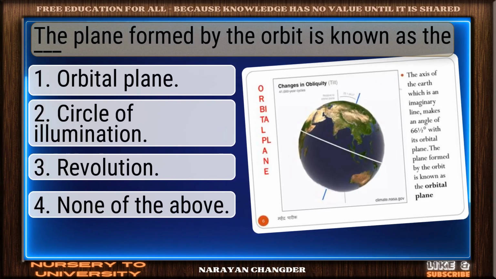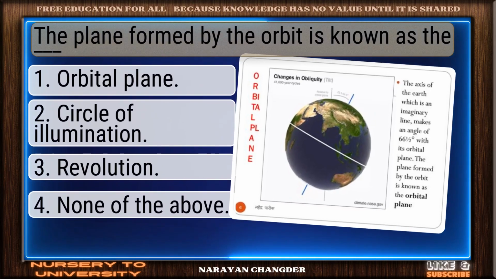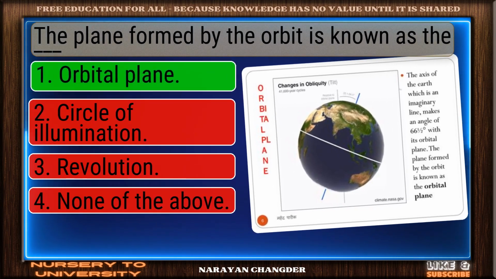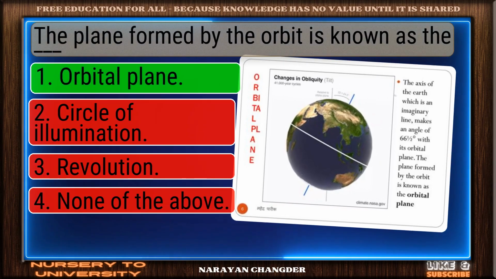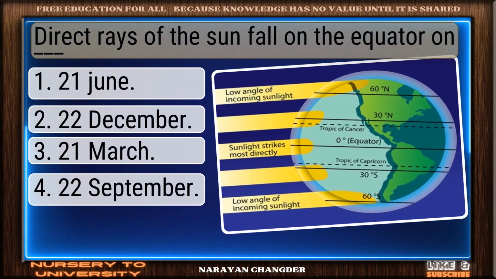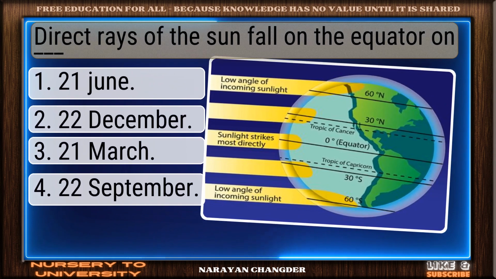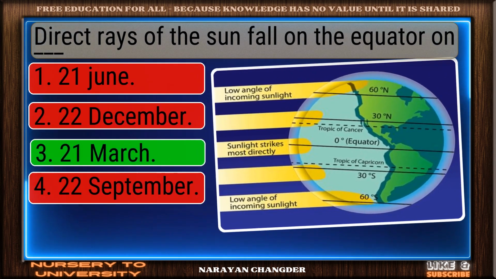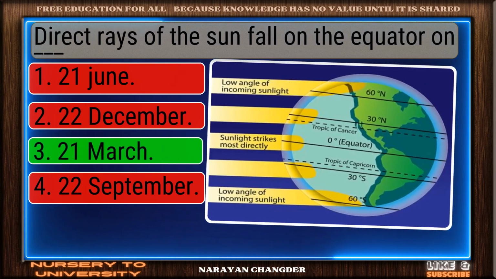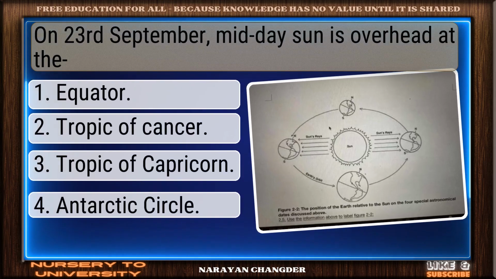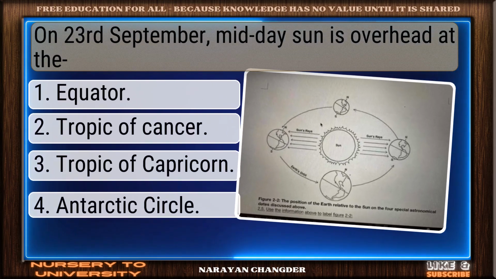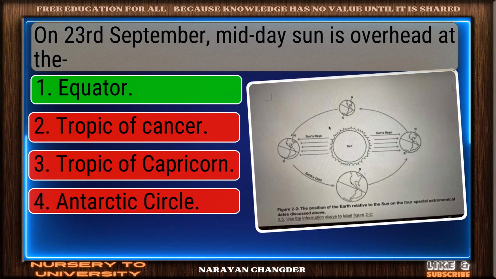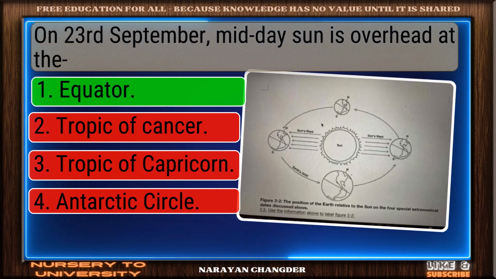The plane formed by the orbit is known as the dash. Strong choice. Orbital plane is the right answer. Direct rays of the sun fall on the equator on dash. Nicely done. 21 March is a solid answer. On the 23rd September, midday sun is overhead at the. Good job. Your answer equator works well here.